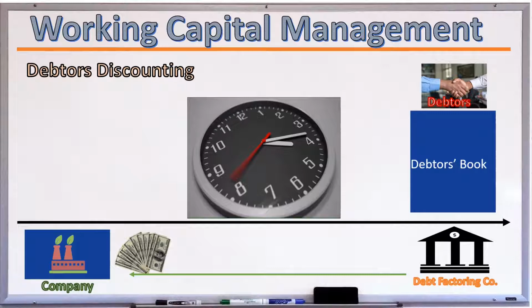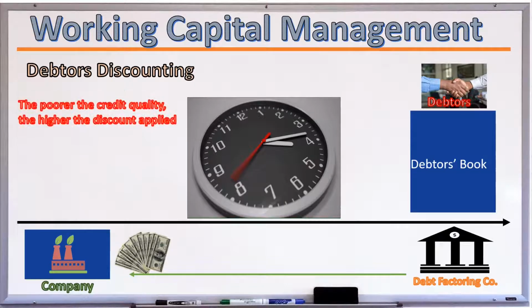The level of discount required by the debt factoring company would depend on the credit quality of the debtors book of our business. The poorer the credit quality, the higher the discount required by the debt factoring company. For example, a debt factoring company may offer a business $9.5 million for its 1-year debtors book, valued at $10 million. If the credit quality of the clients was good, this would represent a circa 5.3% rate of interest on this transaction.